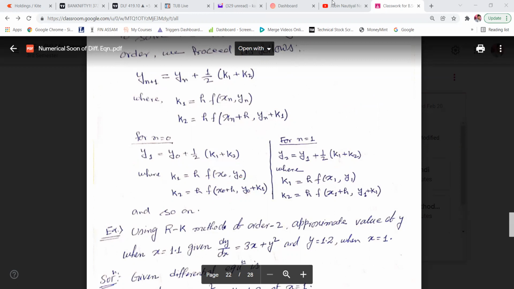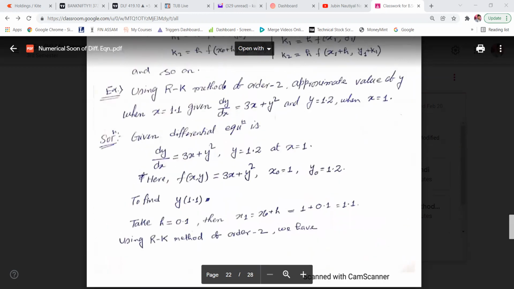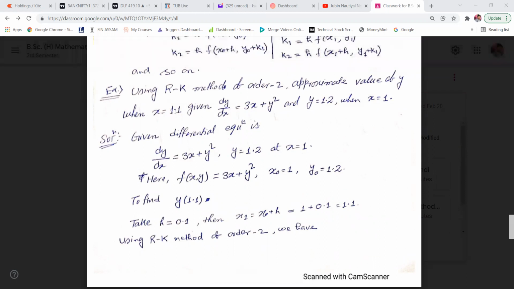So let's see one problem on this. Using RK method of order 2, approximate the value of y when x is equal to 1.1. So at what point do you need to find the value of y? At the point x equal to 1.1. Given dy by dx equal to 3x plus y square, and y is equal to 1.2 when x is equal to 1.